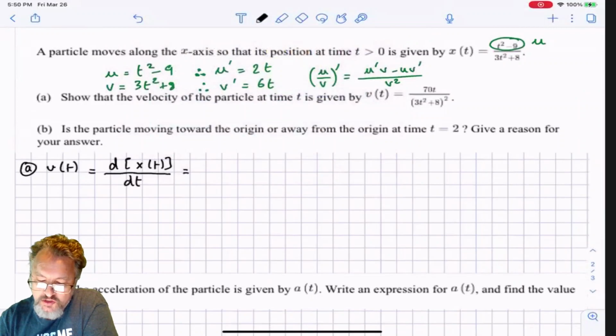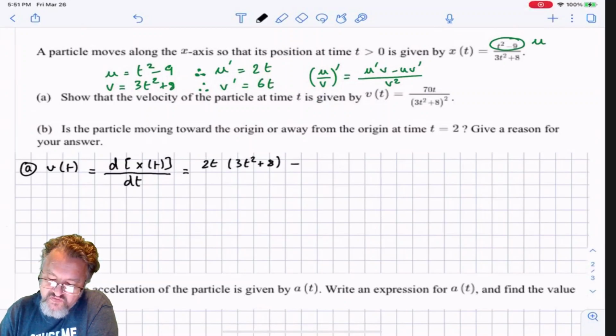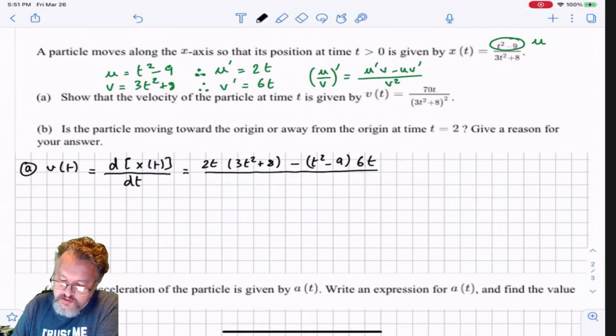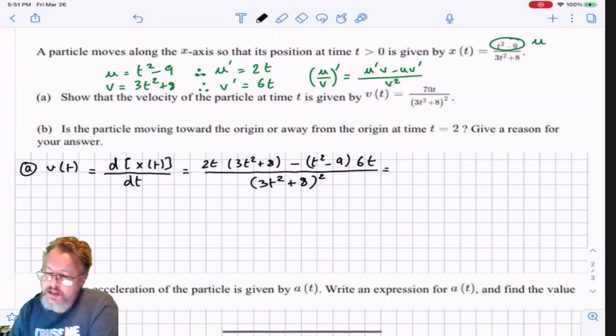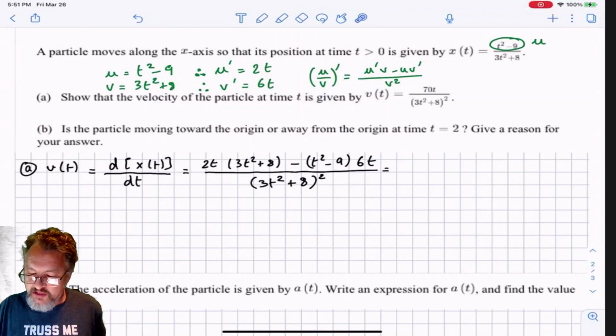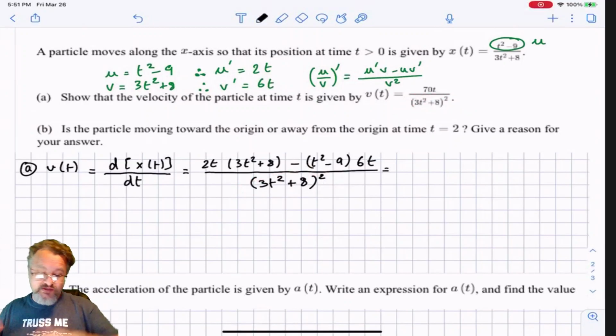So if I apply this formula, it's going to be u prime, 2t, times v, 3t squared plus 8, minus u, t squared minus 9, times v prime, 6t, all over v squared, 3t squared plus 8 squared. Okay? So, hey, look at that. Good news. We have a denominator that is exactly like the denominator that we are looking for. So let's try now to simplify. It's a little bit of algebra.